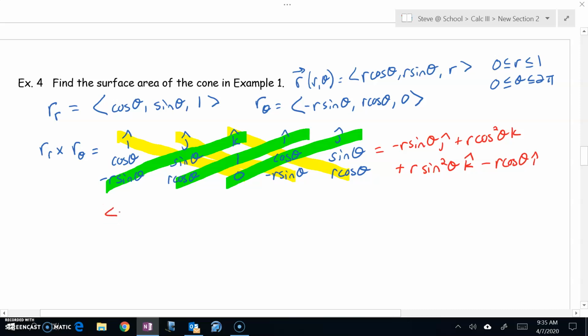So we get i is negative r cosine theta. j is negative r sine theta. And then notice that k is this plus this. Well, you can factor an r out, and you should know that sine squared plus cosine squared is 1. So therefore, this is just r. So now we need to find the magnitude of this. So basically, I'm finding now the magnitude of r cross r theta.